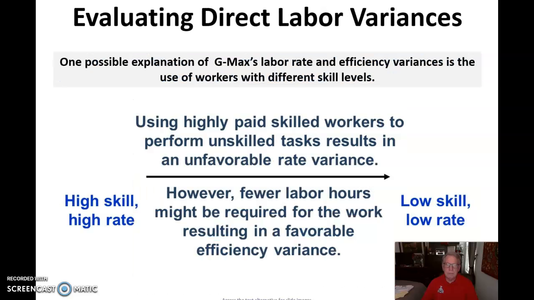Okay. Now, as it says here, one possible explanation of the labor rate and efficiency is the use of workers with different skill levels. Using highly paid workers can result in unfavorable rate variance, but fewer hours might be required. High skill, high rate, low skill, low rate.